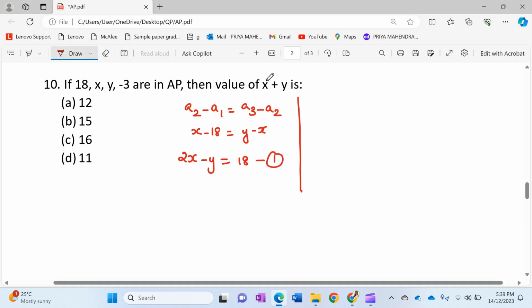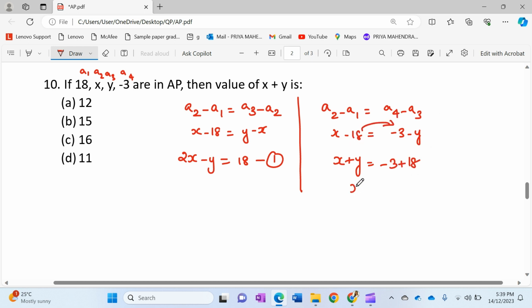So we are not able to get the relation of x plus y. So we are going to try it in another way. We know that a2 minus a1 is also equal to a4 minus a3. Any consecutive difference will always be the same, isn't it? So I know a3 is y and a4 is minus 3. I'm going to substitute here. So I will get x minus 18 is equal to minus 3 minus y. Take y to the other side, I will get x plus y is equal to, transpose minus 18 to the right side, so I will get plus 18. So here we are getting the relationship x plus y is equal to 15. So what is the option? The option B, 15.